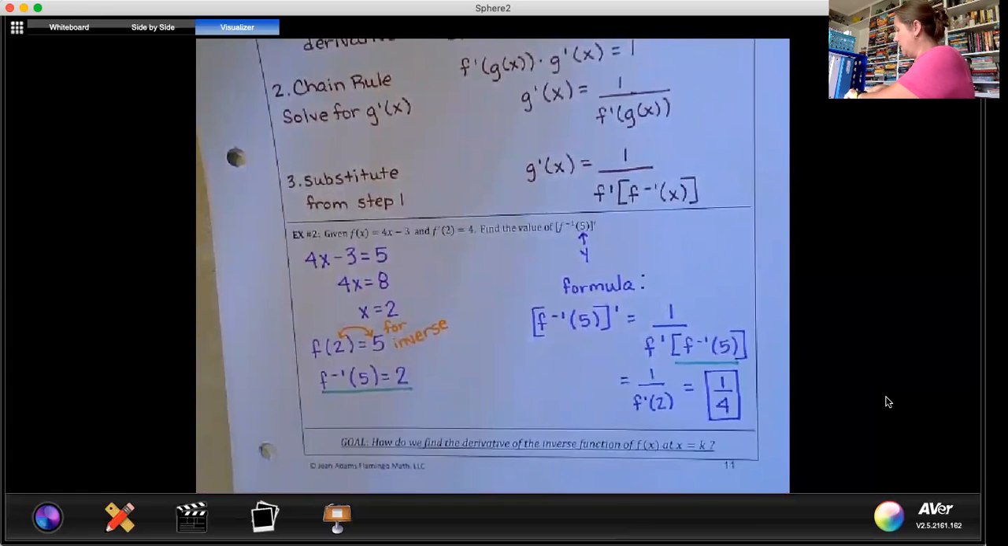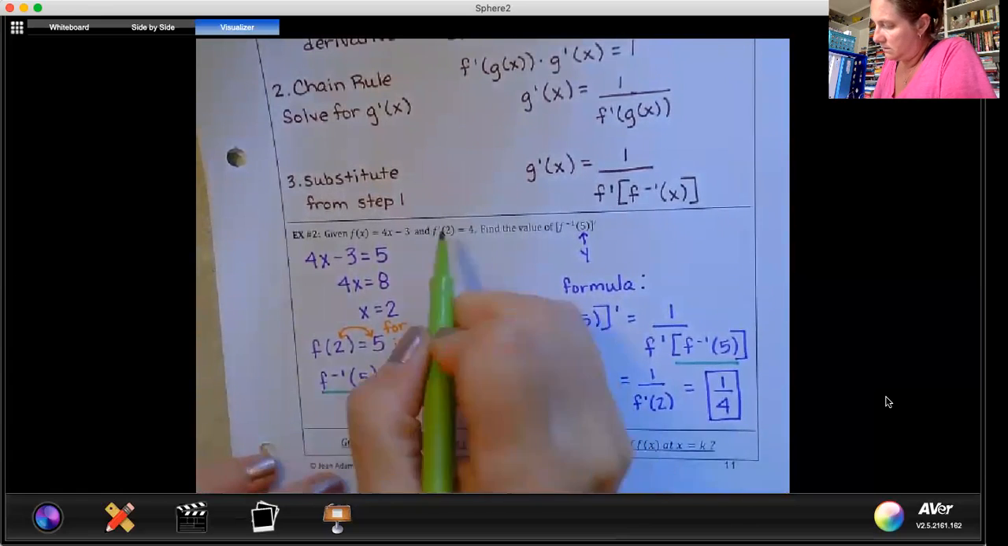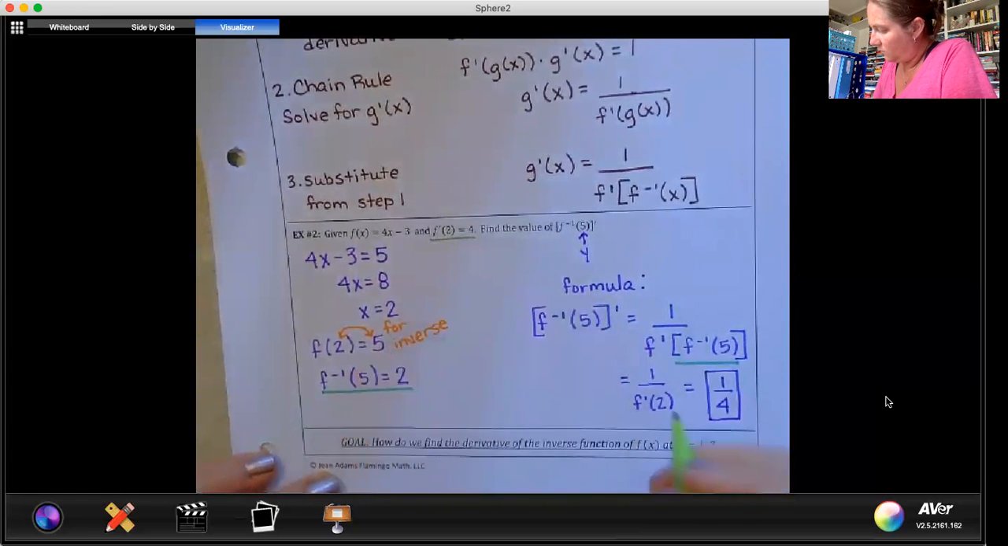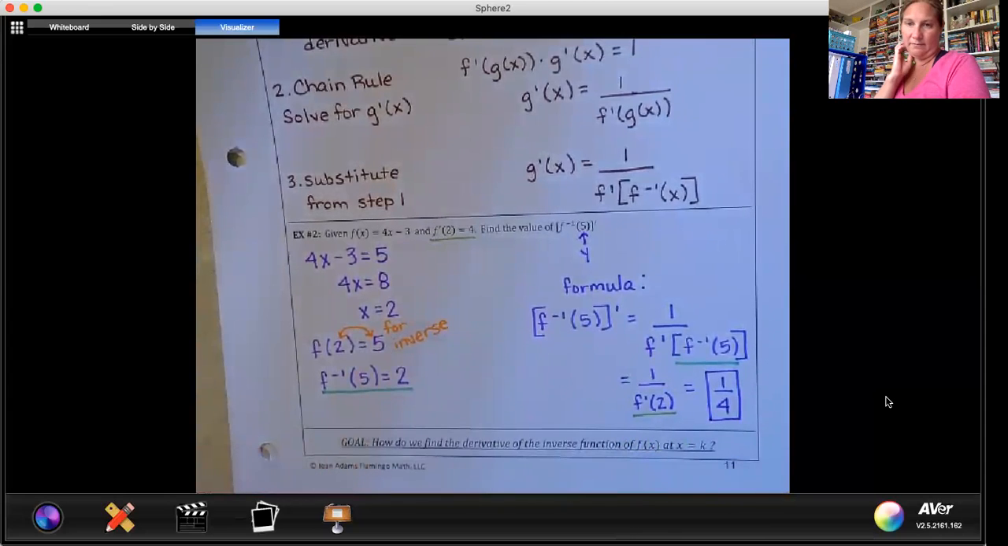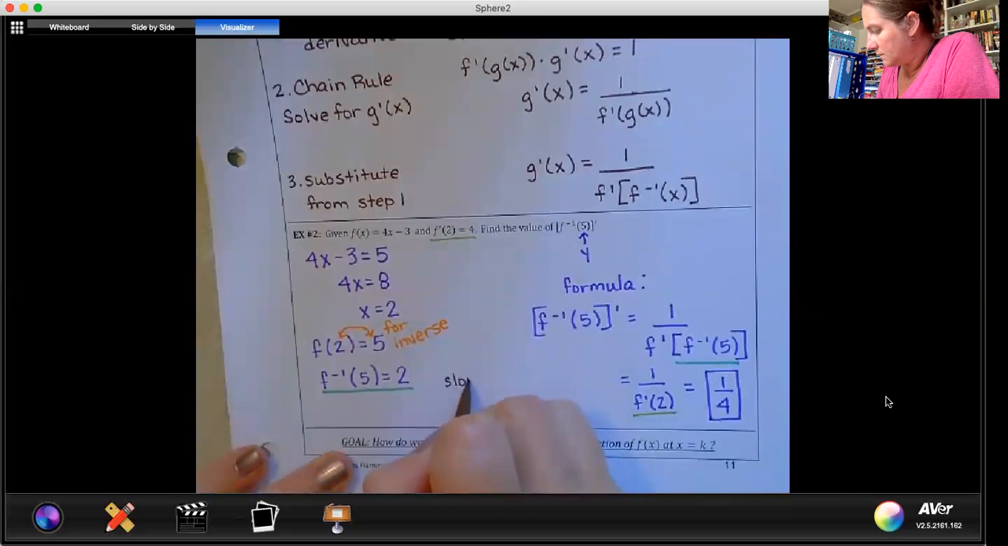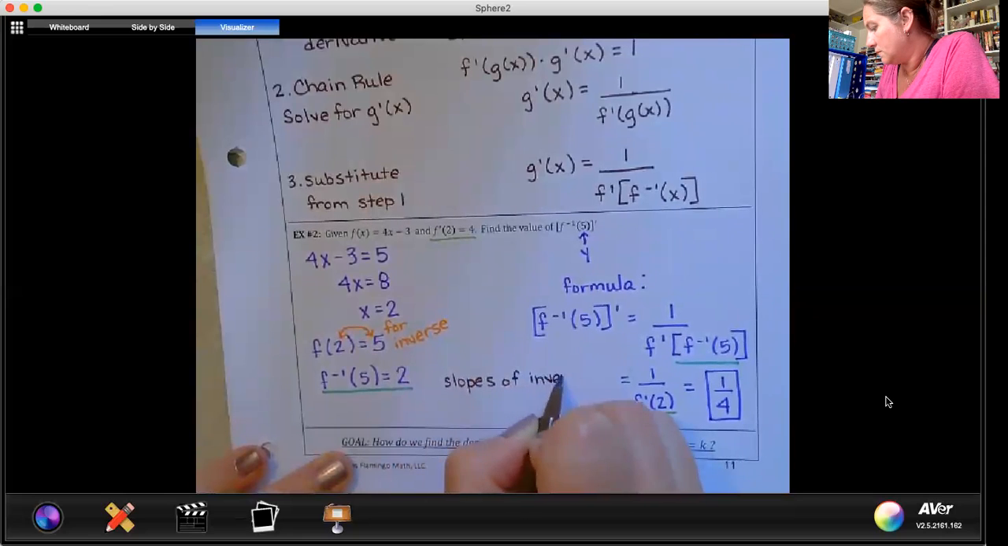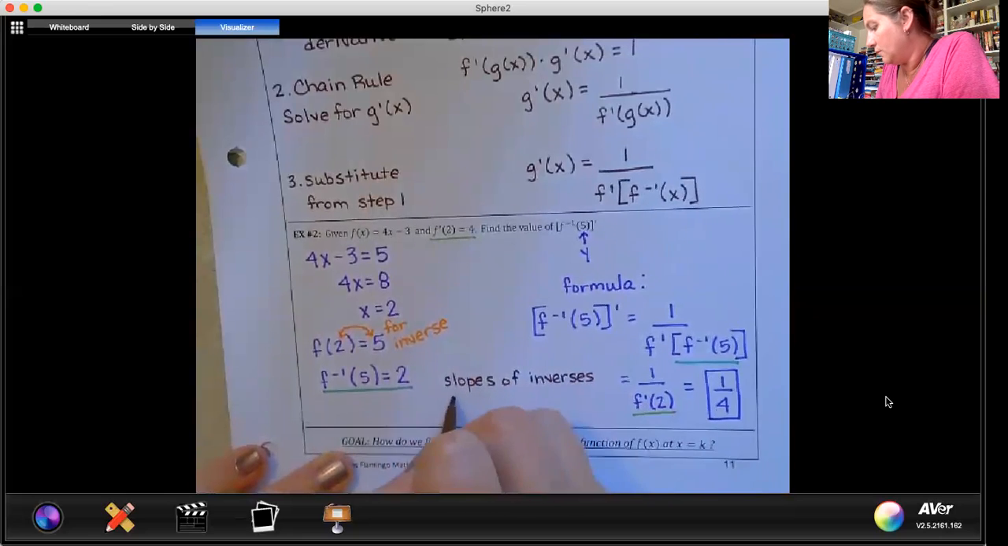So a couple of things I want to add here. f prime of 2 is 4. And then one last thing, slopes of inverses are reciprocals of each other.